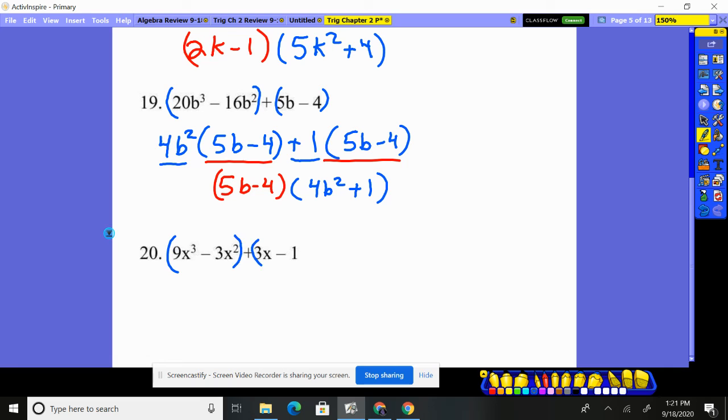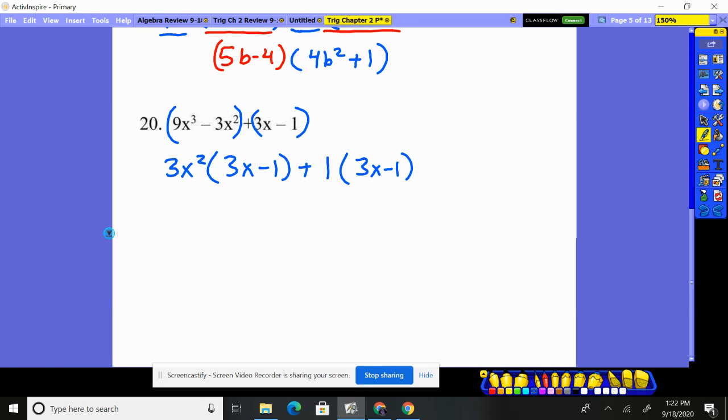Group, group. Okay, again, a 3x squared comes out. I'm left behind with a 3x minus 1 plus, oh, nothing comes out. So I make sure I put that 1 out front. 3x minus 1. Scroll down a little touch. They both have 3x minus 1s. I'll put it in red as I have been. There it is and there it is. So I'll pull that out front.